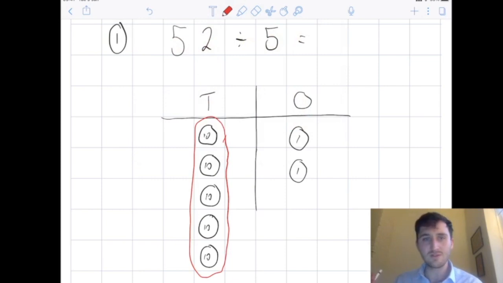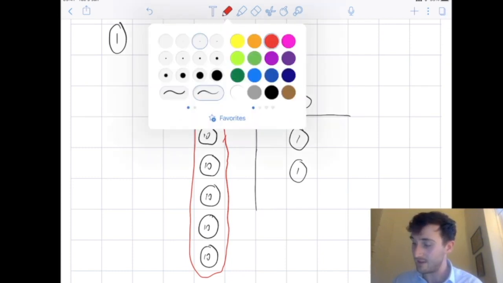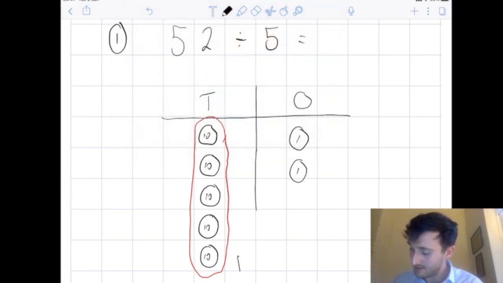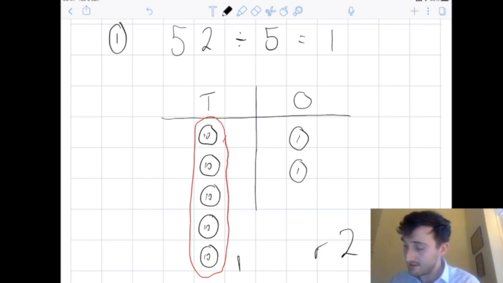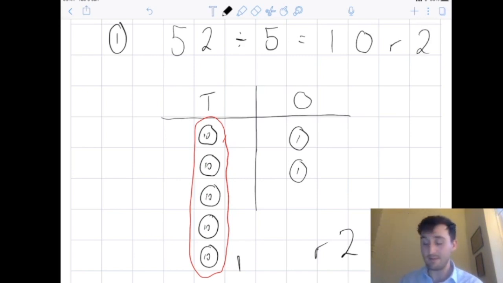And then my 1s, well, I've only got 2 1s there. 2 is less than 5, so at my final answer, I've got 1 10, and then remainder 2. So how would I write that? Well, this is a 1 10, so I'm going to write 10 remainder 2. Remember, this isn't just 1 remainder 2, because there is one group of 5, but as this is in the 10s, it is 10 remainder 2. So I want you to set it out just like that.